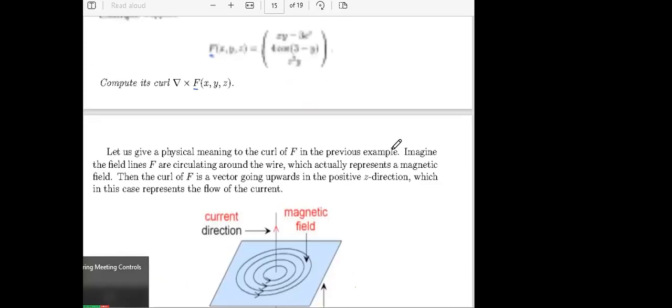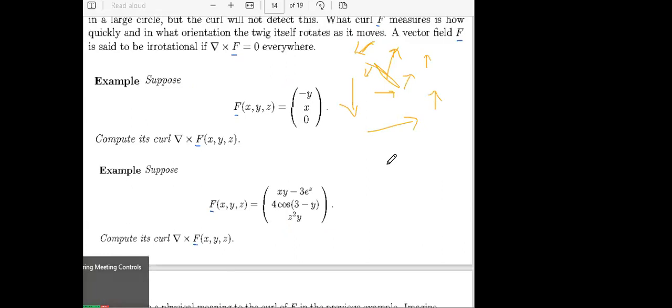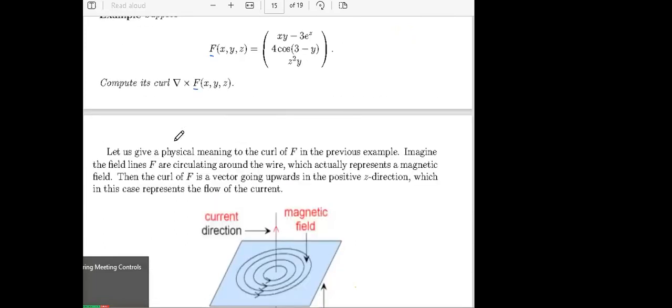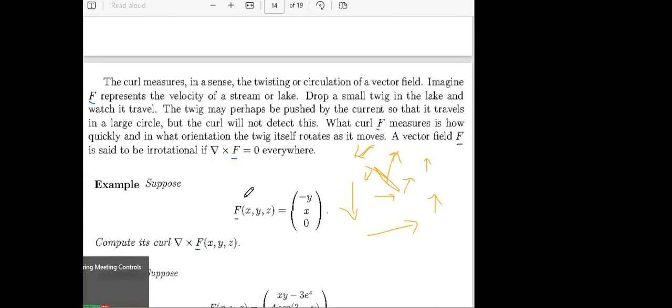So did you see the difference between the divergence of a vector field and the curl of a vector field? Curl is a vector valued function, while divergence is a scalar valued function. So did you see the difference? If you want to measure the circulation of a vector field, you have to compute the curl.